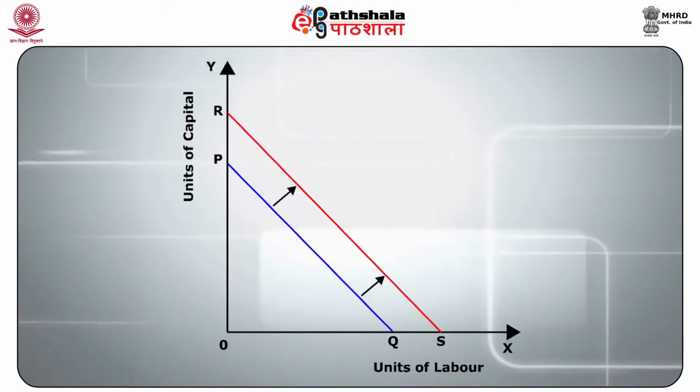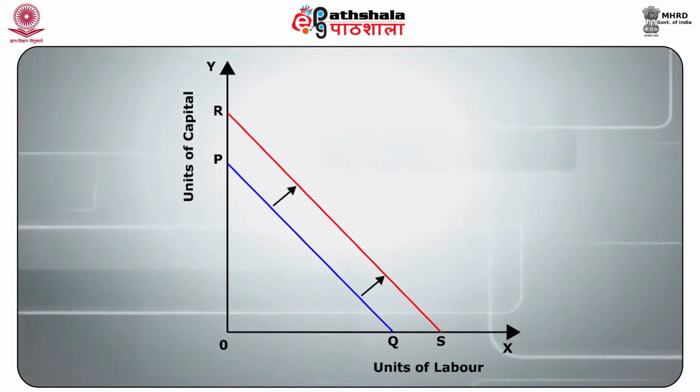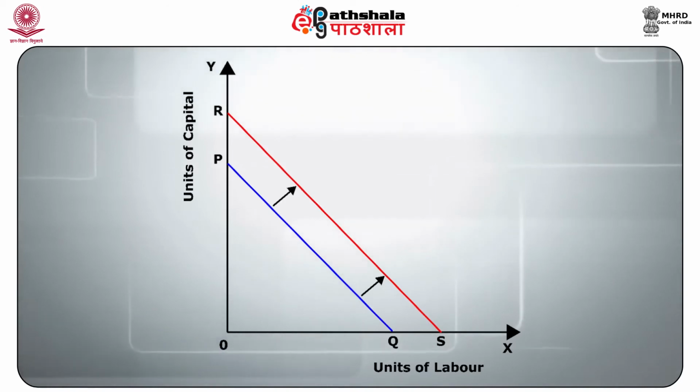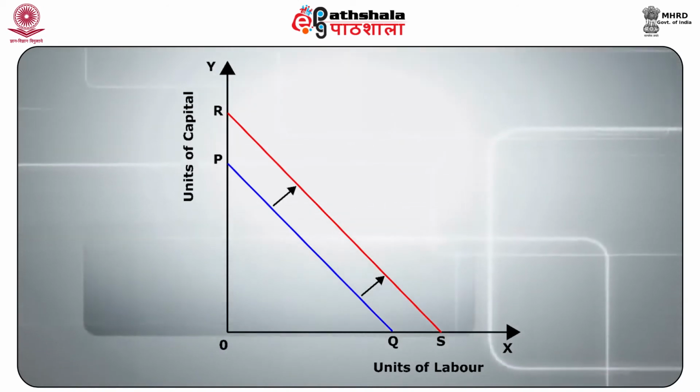In the present example, suppose the firm increases the money outlay from rupees 400 to rupees 800, keeping the prices of the factors constant. Now, it can purchase 40 units of labor and 20 units of capital, or any combination lying on the new iso-cost line. The new iso-cost line RS is shown in figure 1.14. There will be a parallel shift because the slope of the new iso-cost line remains constant.